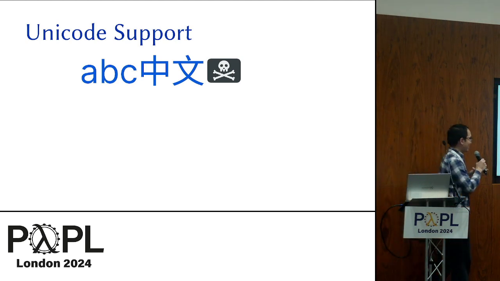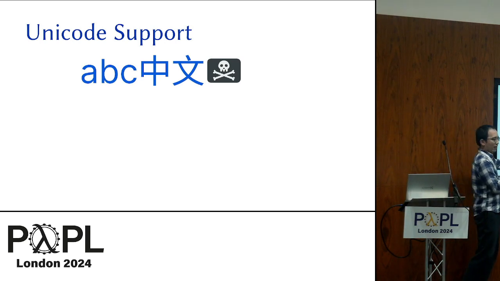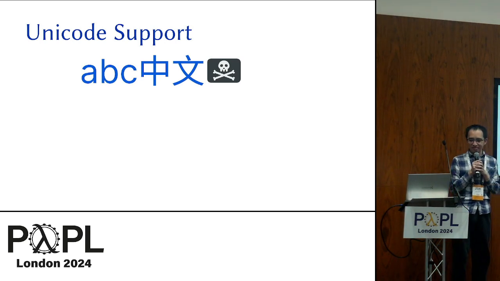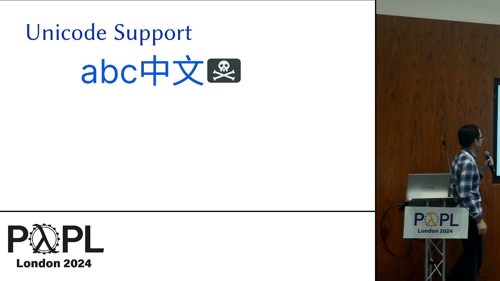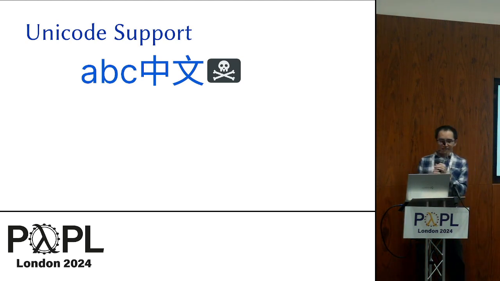Okay, the first thing is Unicode. By Unicode I mean typically non-ASCII things, but actually everything is just Unicode. So here I have some characters on the screen. ABC, and then there's a Zhongwen here, which is in Mandarin, but it doesn't really matter. It can be any script. And then there's an emoji in the end.